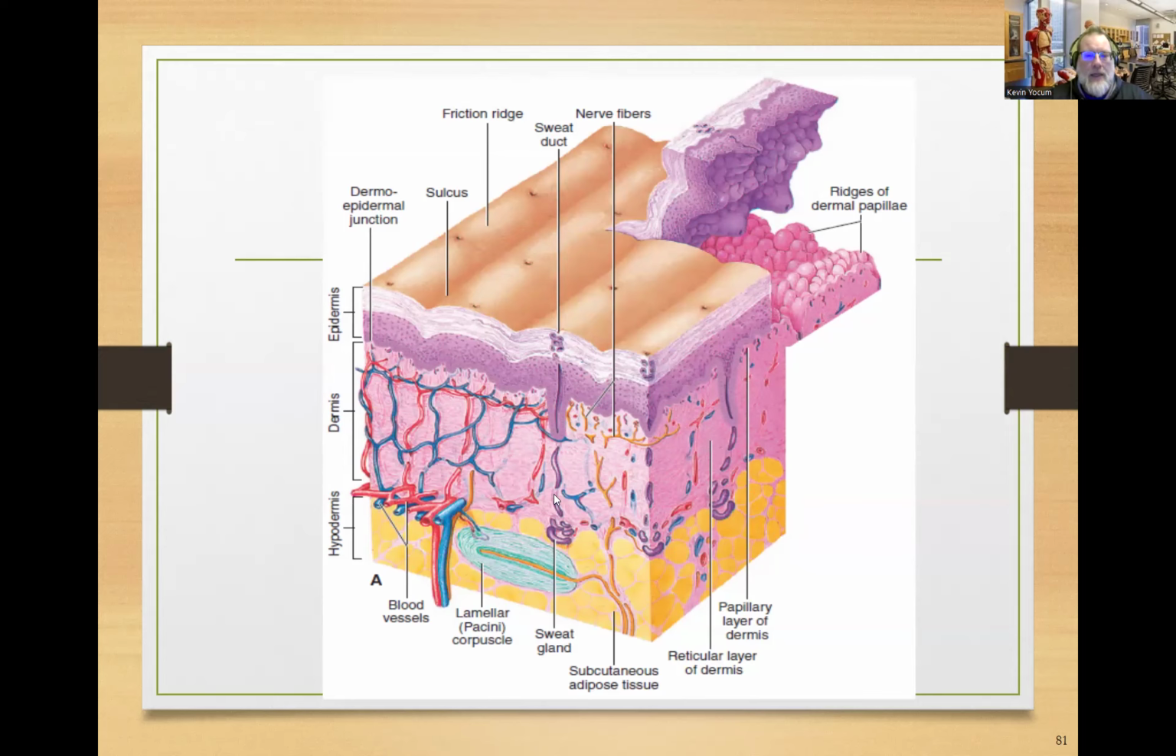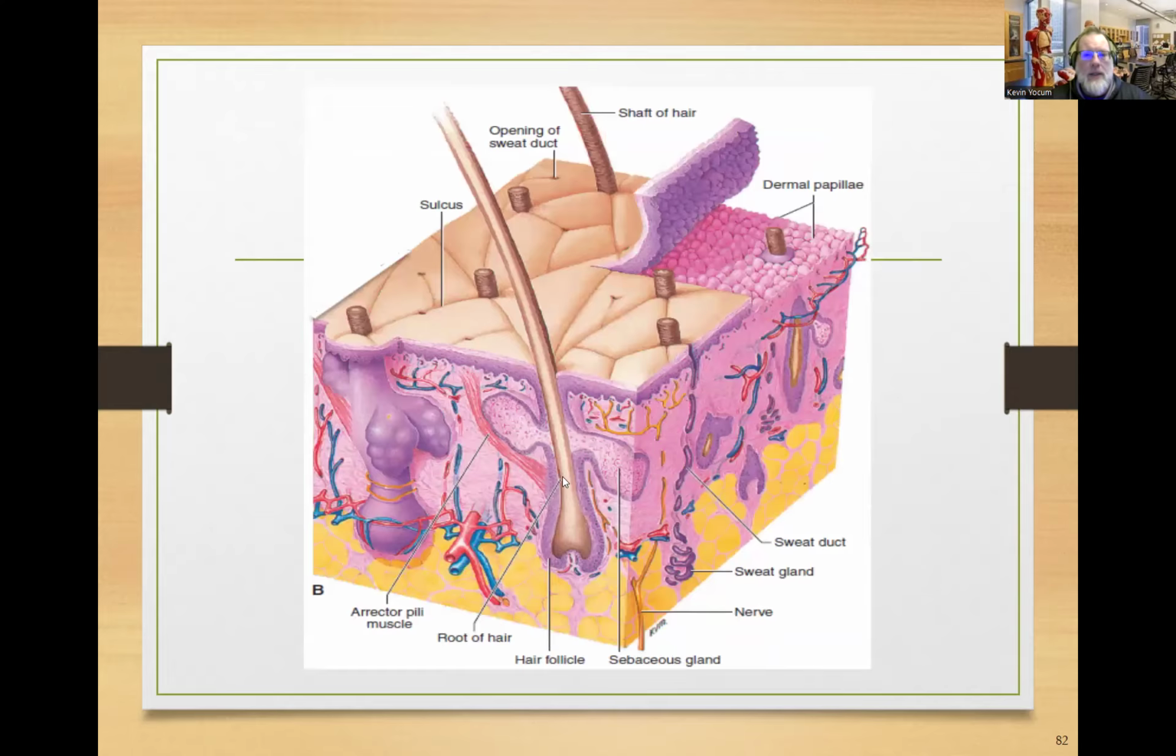We see sweat glands pushing up through. Okay, and then when we involve hair, we have what are called sebaceous glands or oil glands. That's what these are over here. Okay, so they kind of lubricate the hair follicles. So you have sweat glands, sebaceous glands.